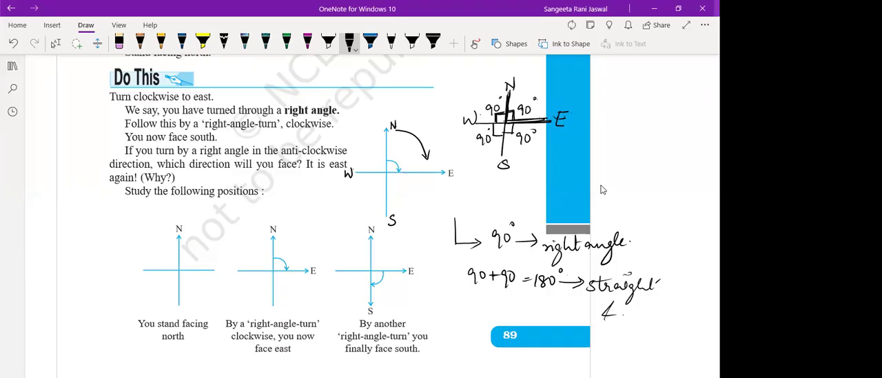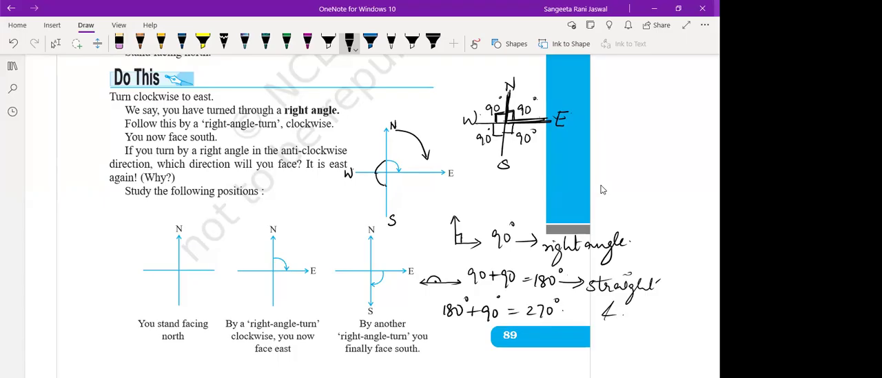A 90-degree angle is like this, when the two sides are standing perpendicular to each other. And a straight angle is like this, when the two sides are in the same line. Both the arms of the angle are in the same line, right? Then, suppose your angle is still further greater than 180 degrees, it's this side and here like this. That means it will be 270 degrees. So 180 plus another 90 will be 270 degrees, right?